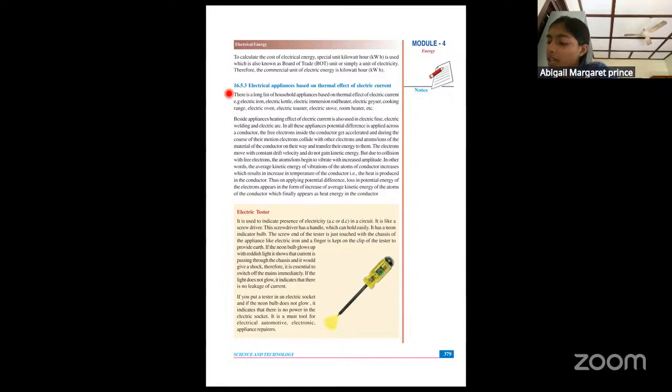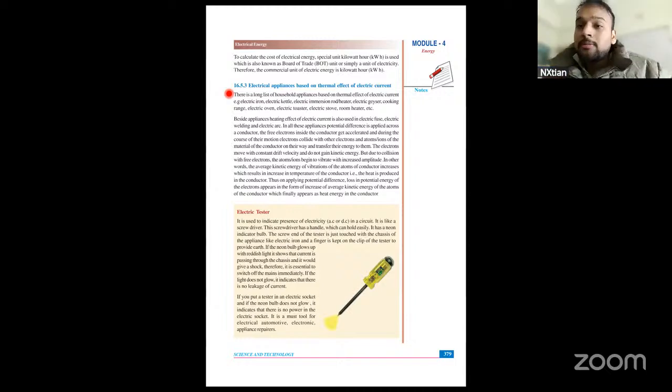But due to collision with free electrons, the atoms or ions begin to vibrate with increased amplitude. In other words, this is a very important paragraph. Can you read again from "Besides appliances"? Because the question can ask you how the heat is dissipated. You have to write these points. Please read and underline it.